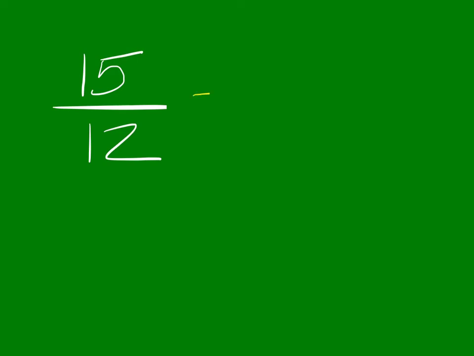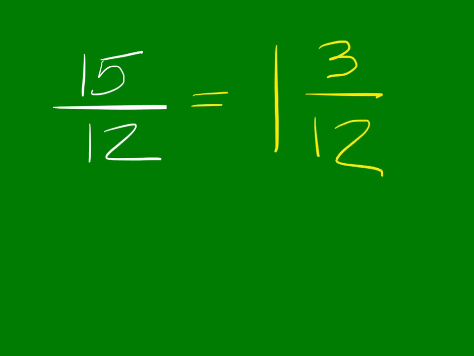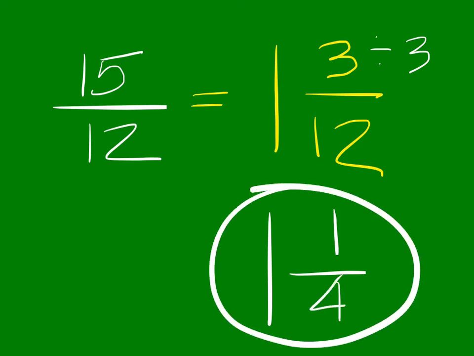12 goes into 15 once with how many left over? 3. 3 goes over what? 12. Is there a number that goes into 3 and 12? 3. If I divide 3 by 3, what do I get? 1 over 4, so 1 1/4. Try this one.